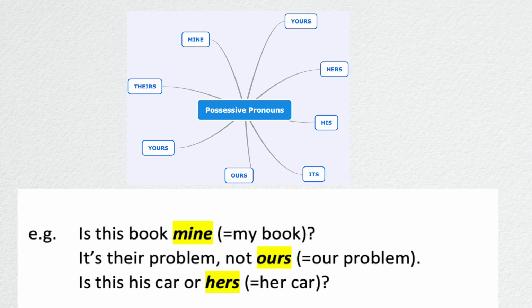Possessive pronouns. They can take the place of possessive adjective plus noun to show ownership. The possessive pronouns are mine, yours, his, hers, its, ours, yours, and theirs. Look at the examples. Is this book mine instead of my book? Or it's their problem, not ours. Instead of our problem, we say ours because this sounds more natural and you don't have to repeat the name of the person or the thing. And the last example, is this his car or hers instead of her car?